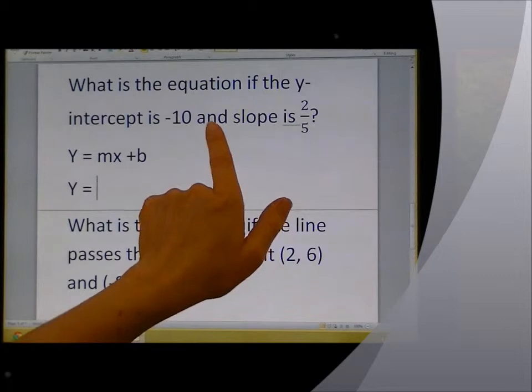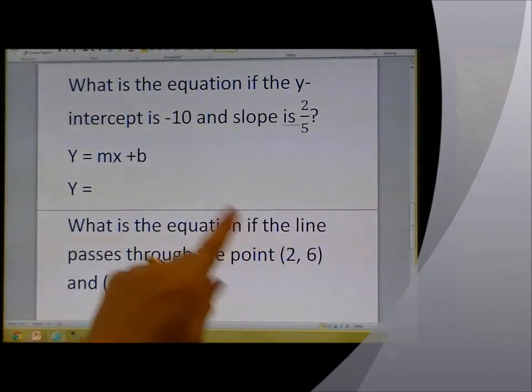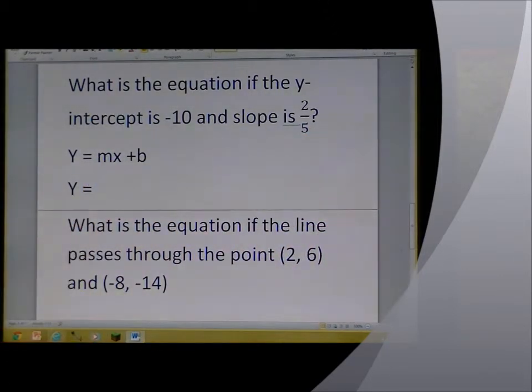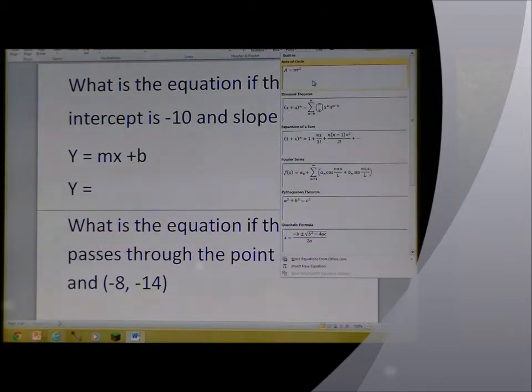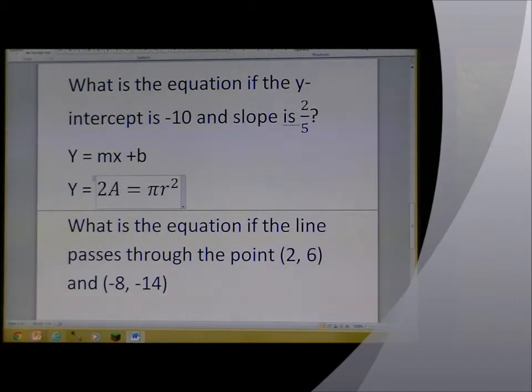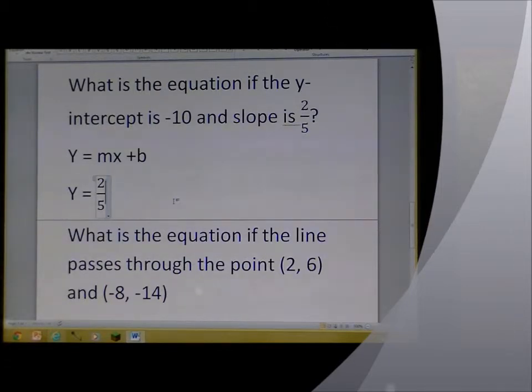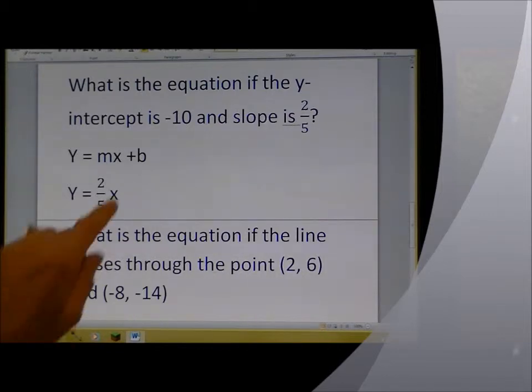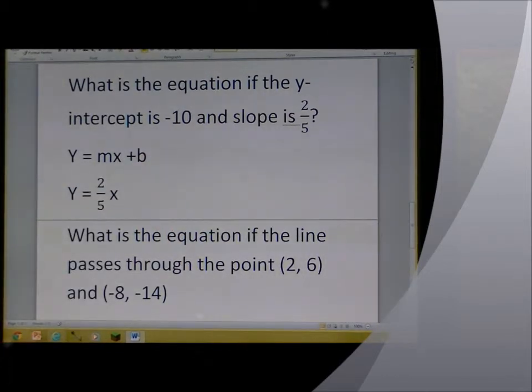And then it told me the slope is 2/5. So I can replace m with 2/5. I'm going to make it look nice here. Have to put that funny equation in for a second there. Okay, and then I replace b with -10, minus 10. So that's how I write it in slope-intercept form. And that's all I have to do.